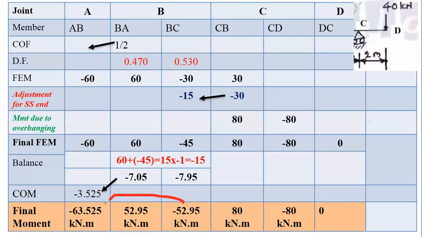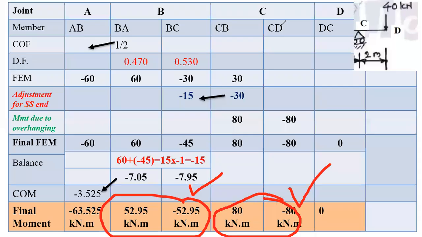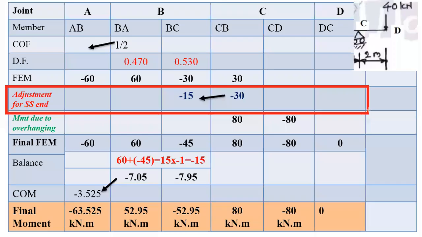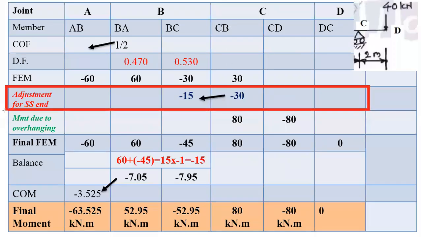At joint B, equal and opposite movement. At joint C also, equal and opposite movement. So this is the last step. Basically, in this particular type, there are two adjustments we have to do. First, the adjustment for the simply supported end, and second, the adjustment for the movement due to the overhang. After these two adjustments, make the summation for final movement, then perform the balance and carryover cycles.